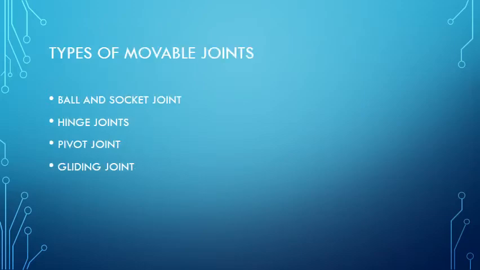Now we will learn about types of movable joints. There are four types of movable joints. The first one is ball and socket joint, the second is hinge joint, the third is pivot joint, and the fourth is gliding joint. We will learn about each and every type one by one.